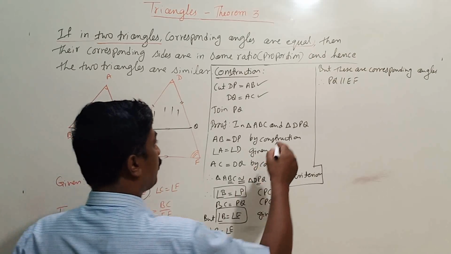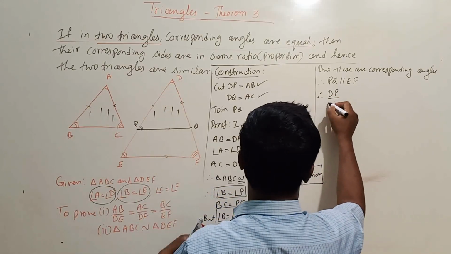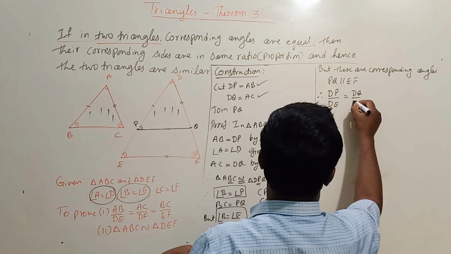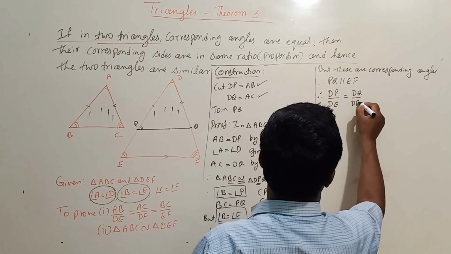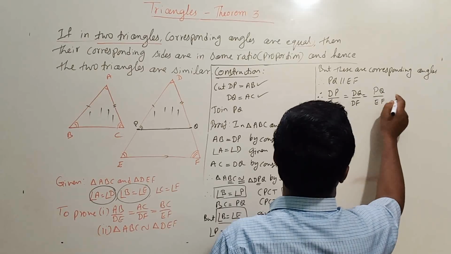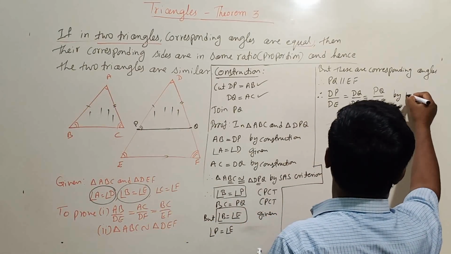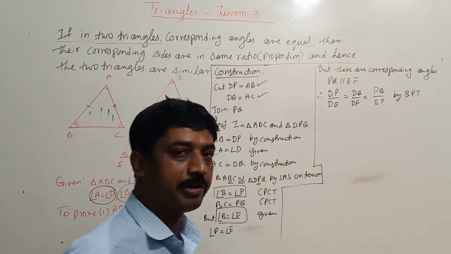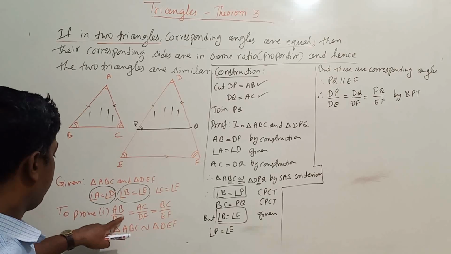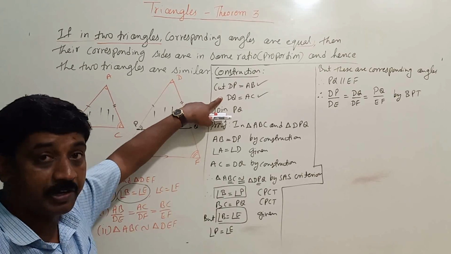Got it? So that I am going to write here. So therefore I can say here, DP by DE is equal to DQ by DF is equal to PQ by EF. What are you going to write here? By corollary of BPT, by basic proportionality theorem. Got it? Now why did I get that? Compare here and compare over here. Am I going to get the correct answer now?